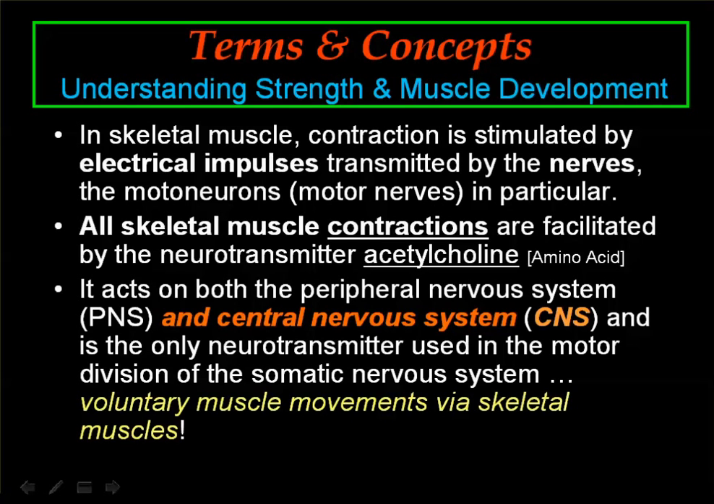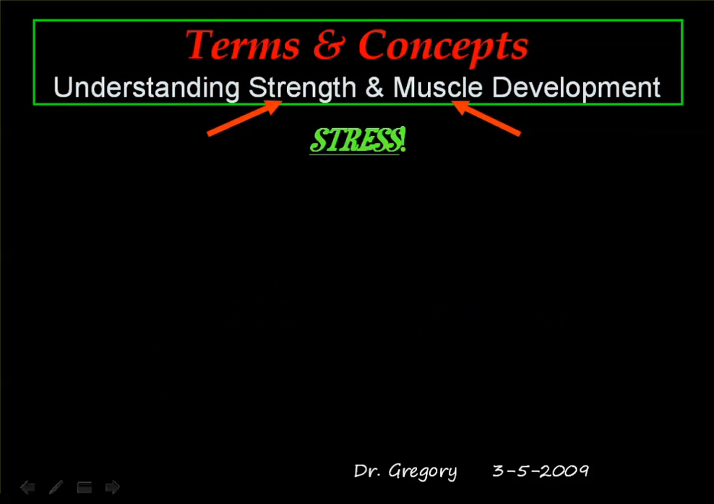So this neurotransmitter, these amino acids, acts on both the peripheral nervous system and the central nervous system. And also, if you notice, the somatic nervous system to get what? Voluntary muscle movements via skeletal muscles. So you want to work out, this is what you're having to deal with. In other words, to make your muscles contract or move, your muscles will use amino acids to facilitate that required action.